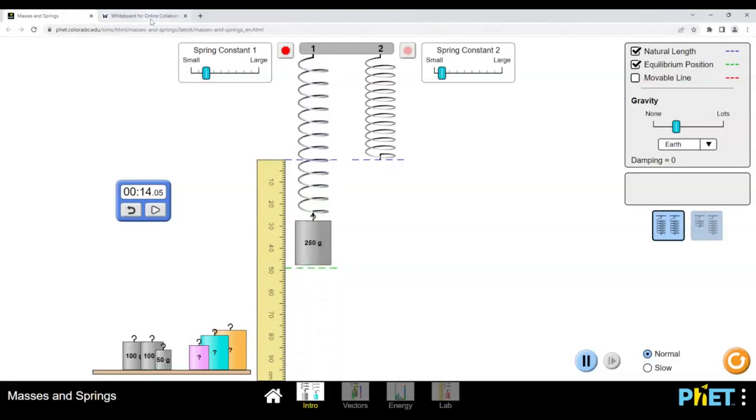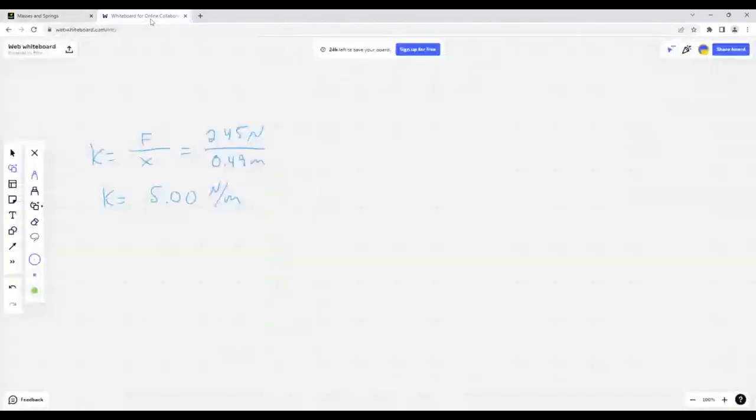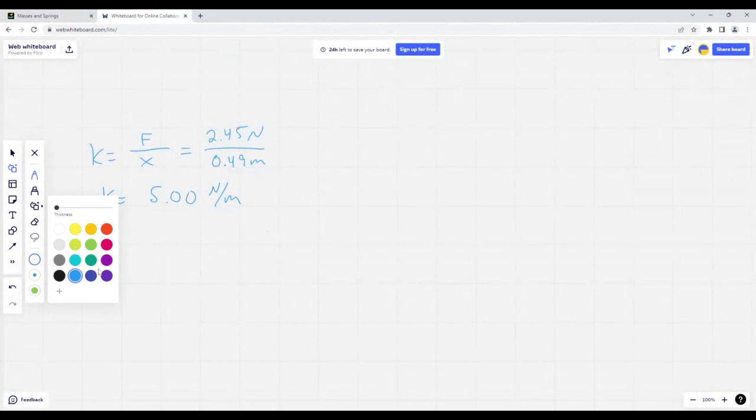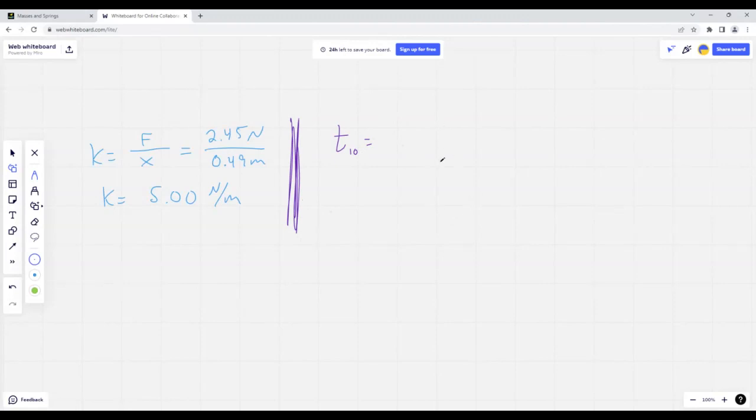Okay, and this time I actually stopped at exactly the same time as my original notes and trial. So that's good. All right, so my time for 10 oscillations is 14.05 seconds. You may get something very slightly higher or lower, but it should be something close to that.